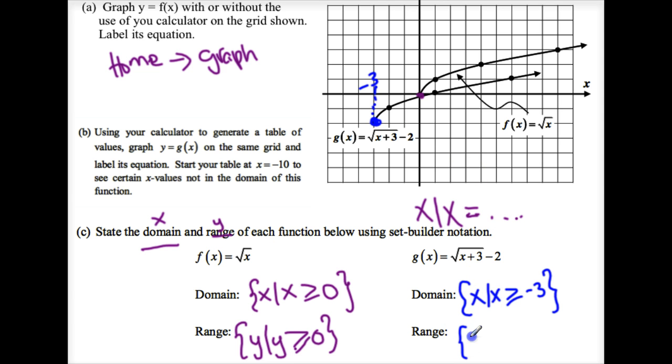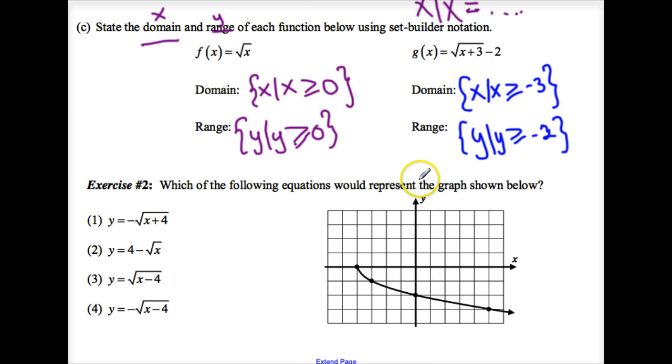My range now, I know it's going to be y such that y is, what is my range? It starts at negative 2 and then it keeps on going. So it's going to be greater than or equal to negative 2. Okay?